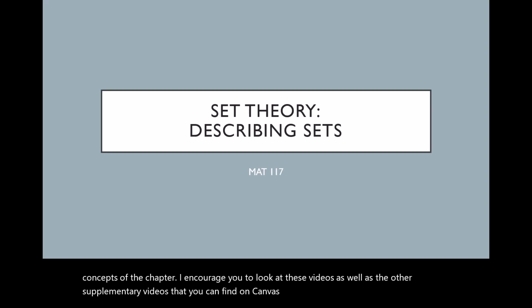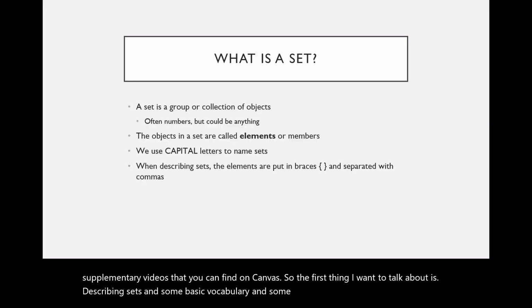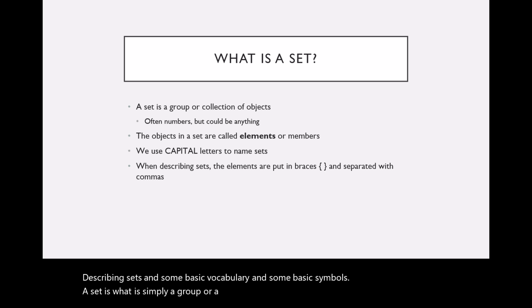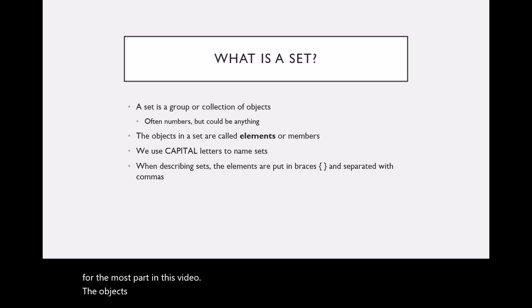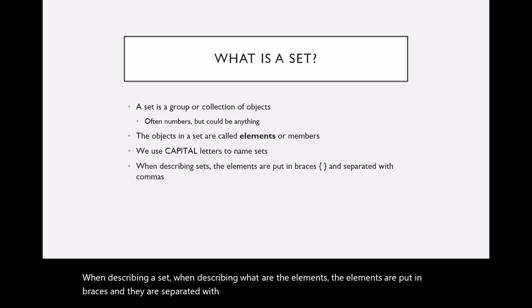So the first thing I want to talk about is describing sets and some basic vocabulary and some basic symbols. A set is simply a group or a collection of objects. Now in math, those are often numbers, but they could be anything, and we're going to give examples that aren't numbers for the most part in this video. The objects in a set are called the set's elements or its members. To name a set, we use capital letters. When describing what the elements are, they are put in braces and separated with commas.